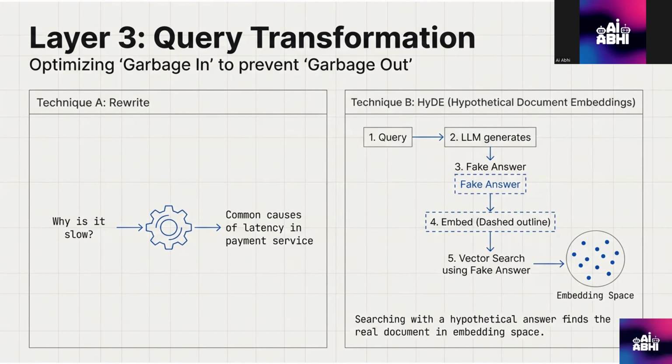The second method is hypothetical document embedding, HyDE. This one is clever. HyDE stands for hypothetical document embedding. Instead of searching with the question, you ask the LLM to generate a hypothetical answer first. Then you embed that answer and search with it. Why? Because the hypothetical answer is written in the same style and language as your actual documents. It's closer in embedding space to real answer chunks than the query itself would be.